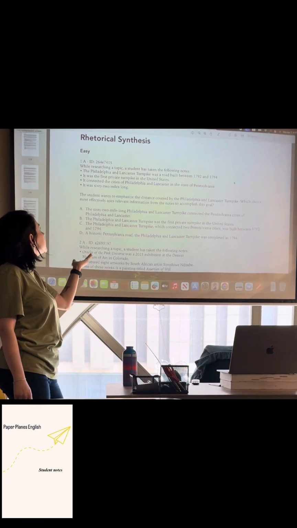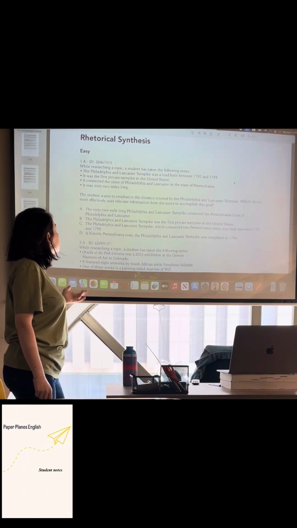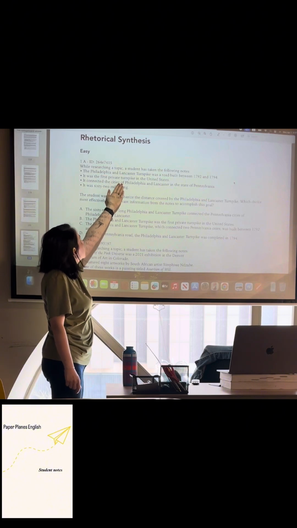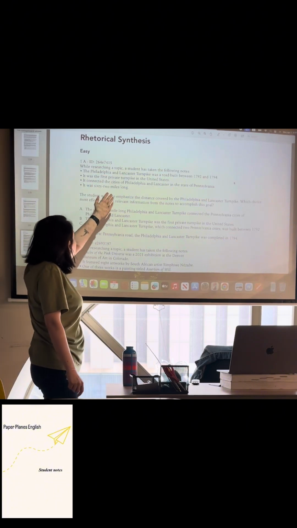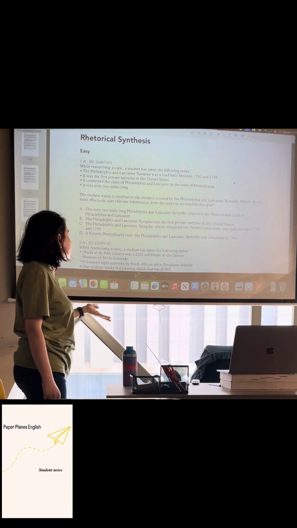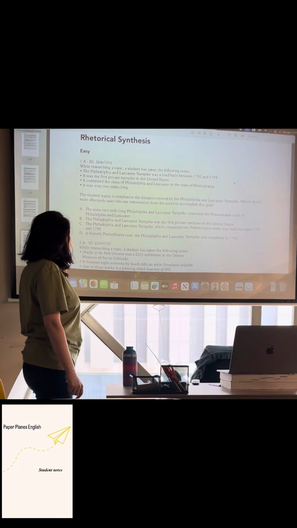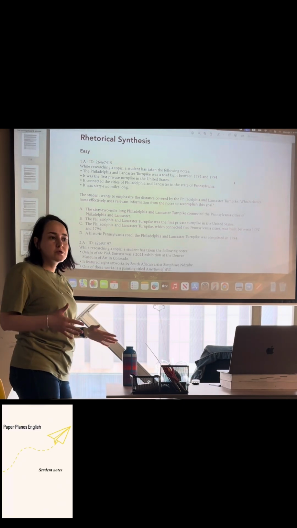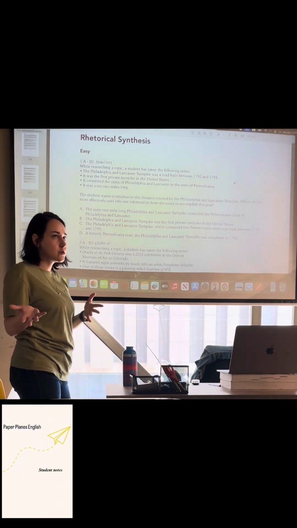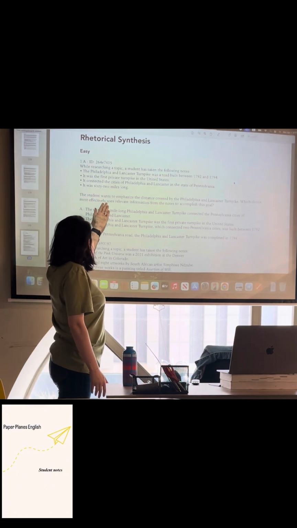Another name for rhetorical synthesis is a student notes question. Why we call it student notes is because of the topic of each question, which starts with, "While researching the topic, a student has taken the following notes." The notes are provided for you as bullet points. It can be 4 bullet points, 5 bullet points, 6 bullet points. It depends. The question is always after the bullet points.